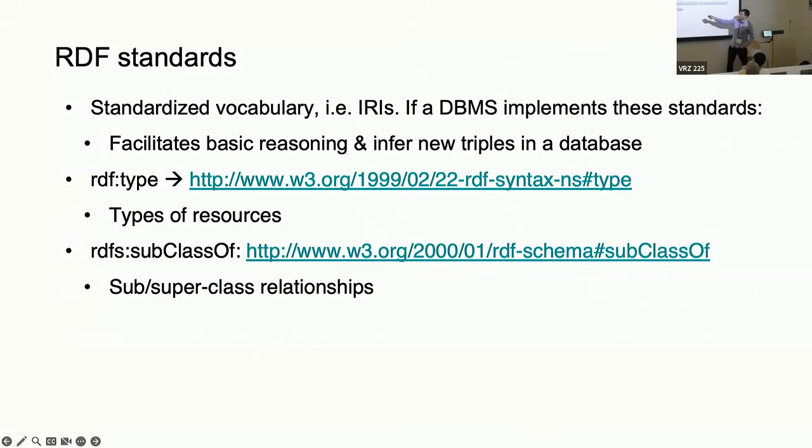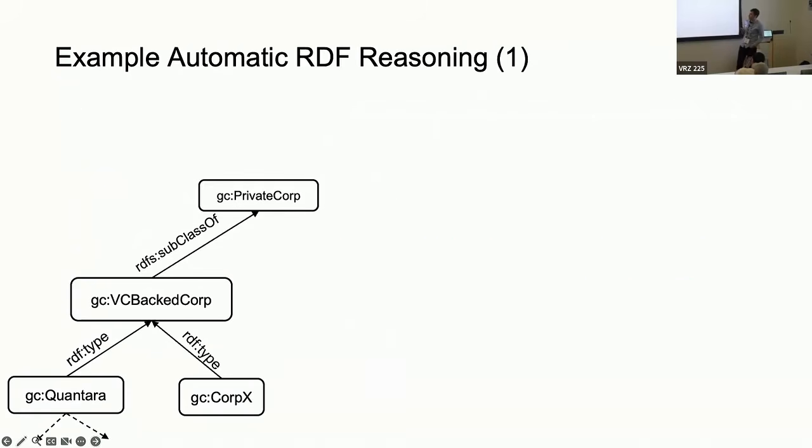And because this is a kind of universal vocabulary, no matter which company you work at, if they're building an RDF application, everybody uses these terminologies. The systems that manage RDF data sets understand what these mean. So suppose this is your class hierarchy, where I've got certain actual corporations, Corpex and Quantara, that are VC-backed corporations, and that's a subclass of private corporation, right?